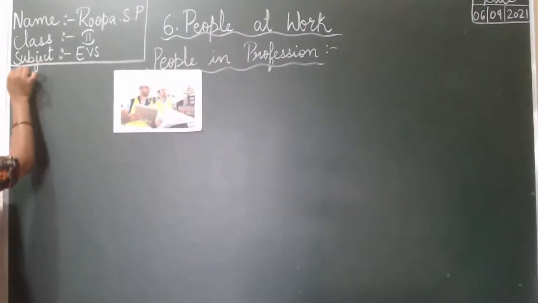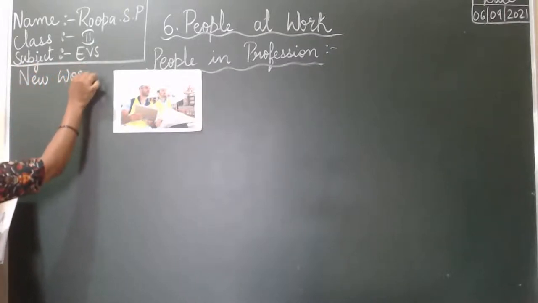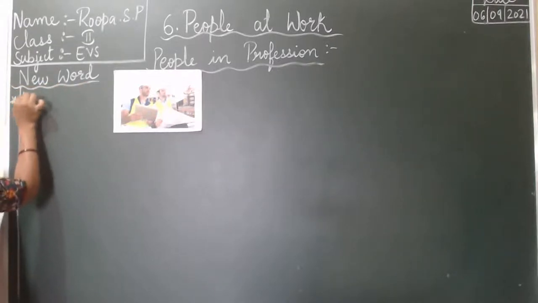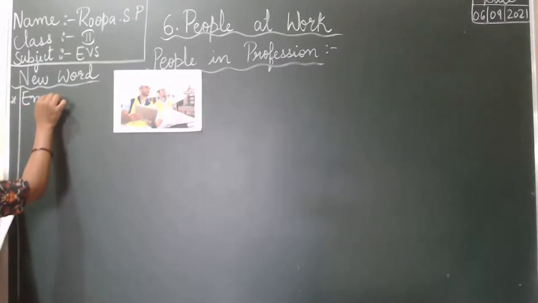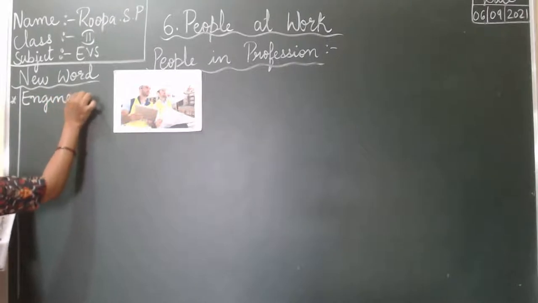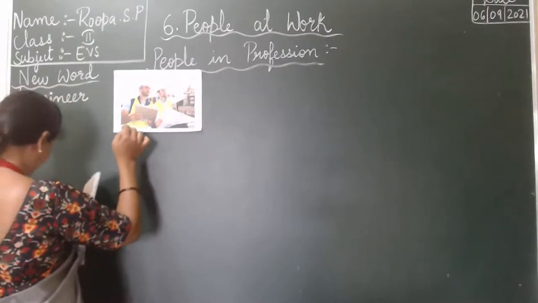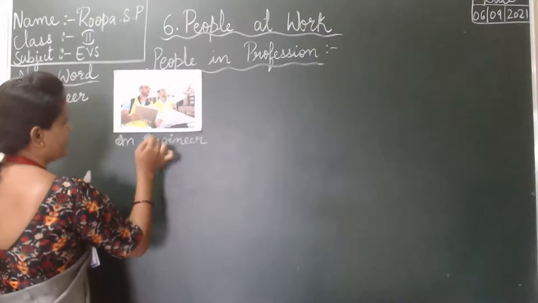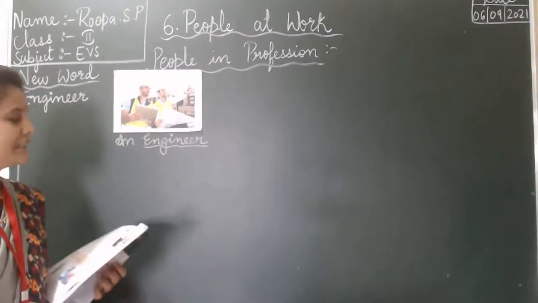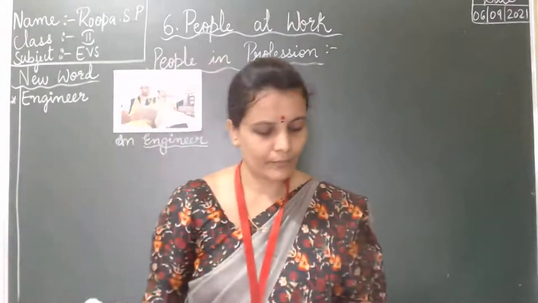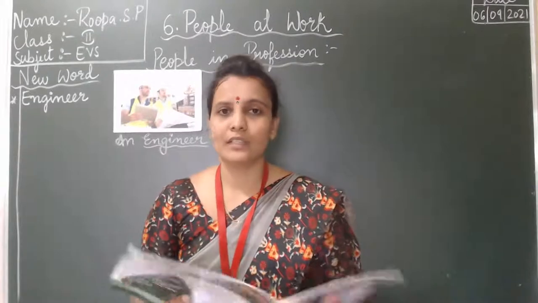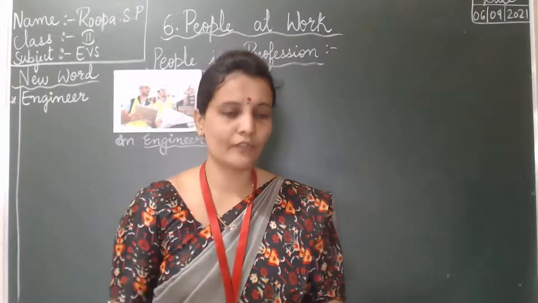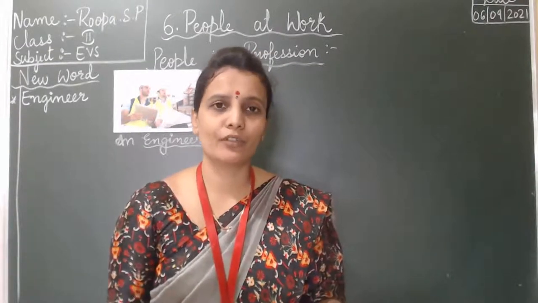So underline the word in your book. Engineer. E-N-G-I-N-E-R. So here is an engineer. What does he do? He builds buildings, bridges, roads, and machines. This is the work of an engineer. Even he also will train for this work.